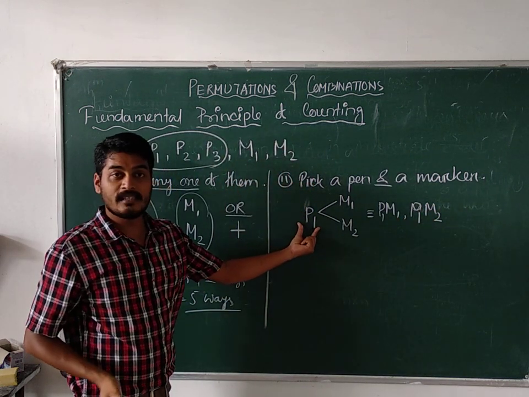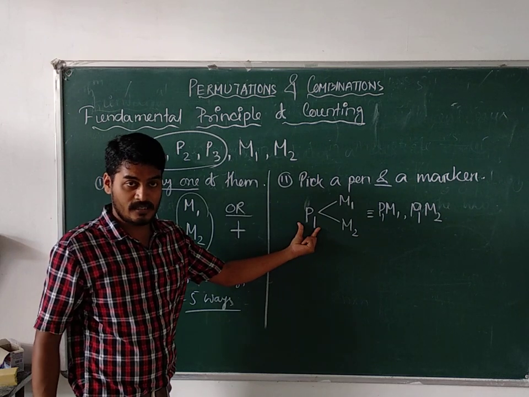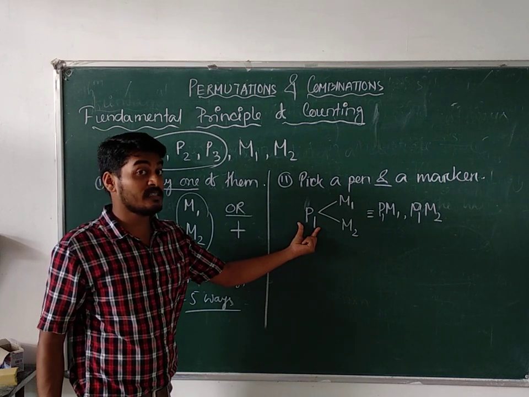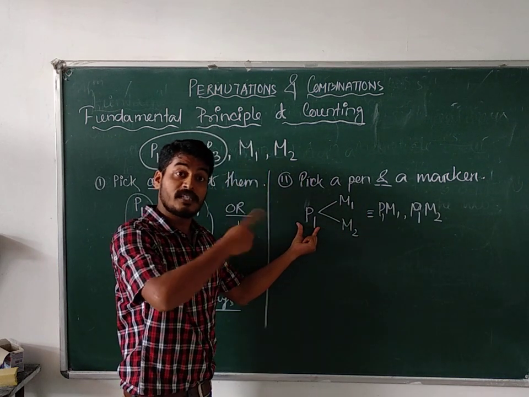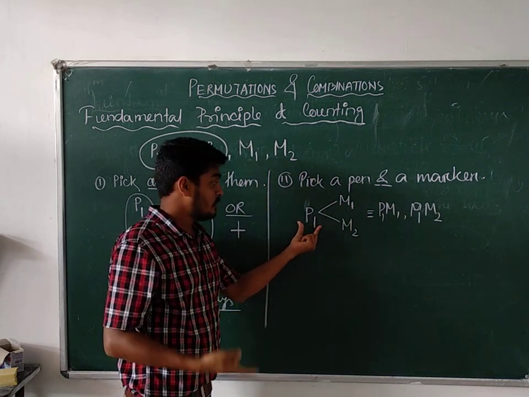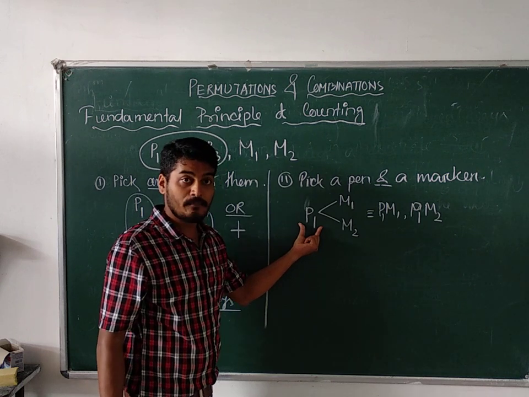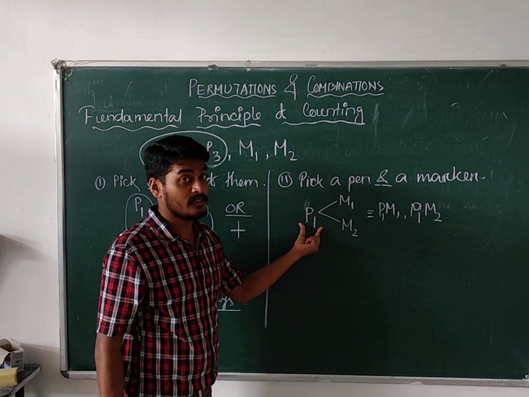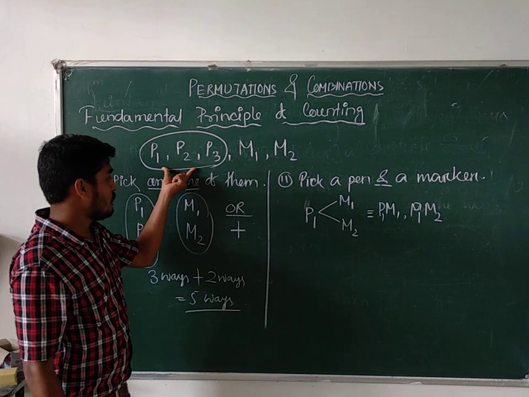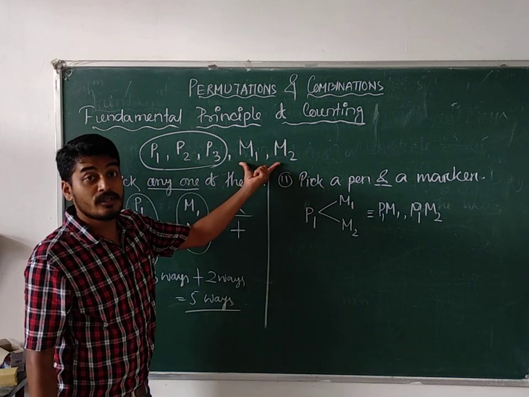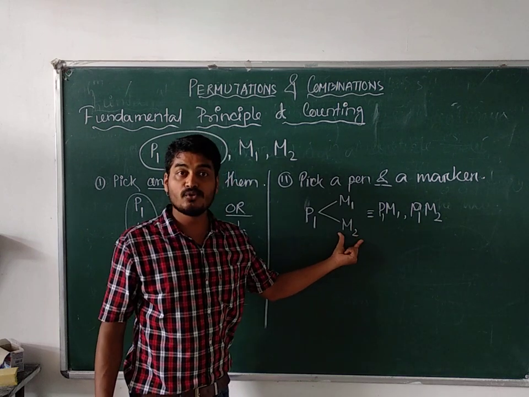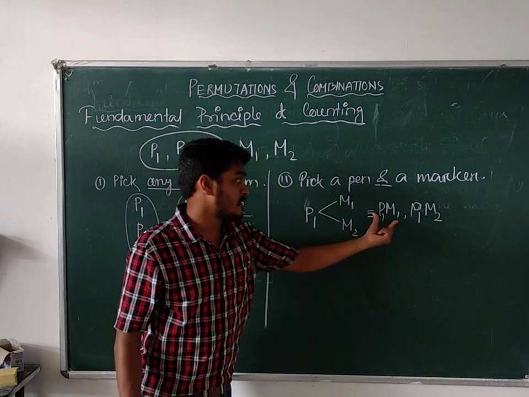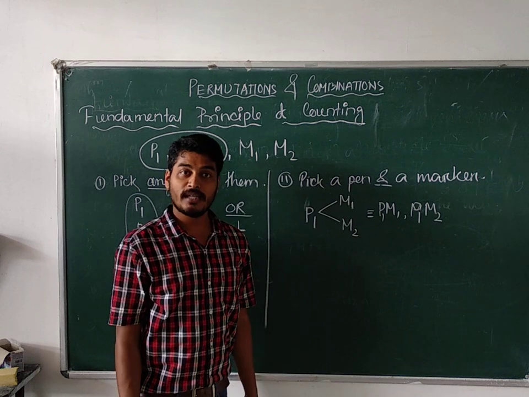Suppose initially you have selected pen 1. After selecting the pen, you have to select a marker, because the word "and" is used. "And" means both the objects should be selected. First of all, you have to select pen 1. After selecting pen 1, how many markers are available with us? 2. So either you can select M1 or you can select M2. That is 2 different possibilities. So your answer will be P1M1, P1M2.